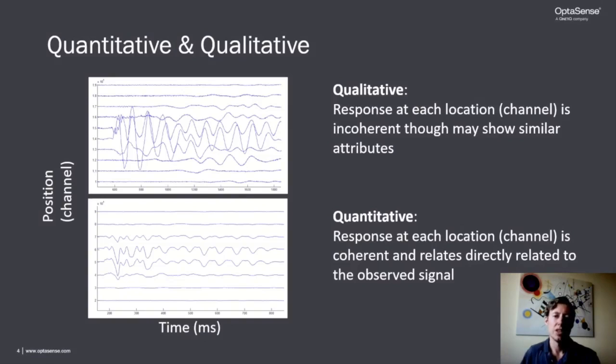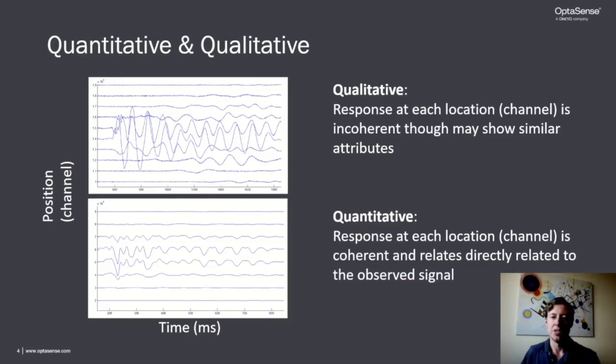OptaSense can provide both qualitative and quantitative solutions, with the choice being recommended according to the requirements of the system. For many scenarios, a qualitative system provides the necessary capability. For instance, a person walking parallel to the fibre will manifest as a periodic series of impulses that move along the fibre at a slow pace. This is true of both qualitative and quantitative systems.